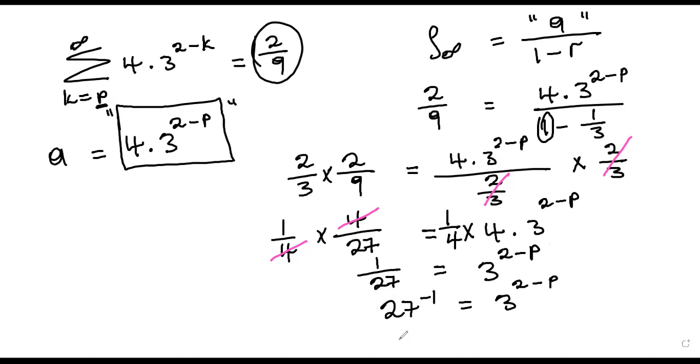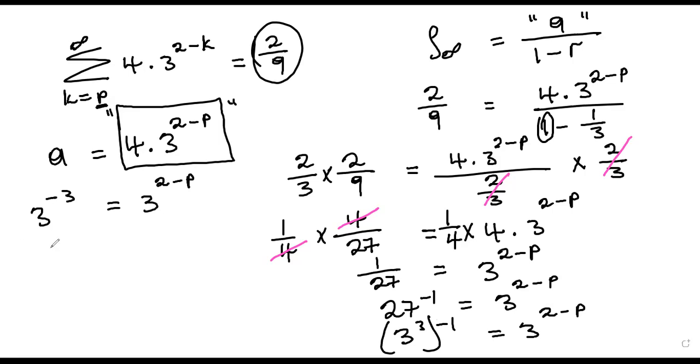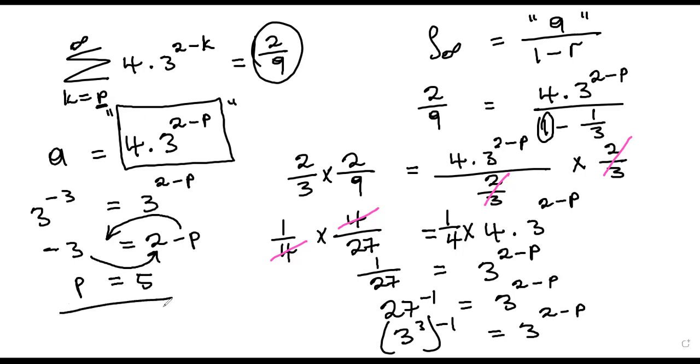Fine. But now you also understand that every time you see 27, you just see 3 cubed. So you have 3 cubed, which is raised to the negative 1. And this is equal to 3 raised to the 2 minus p. Now multiplying your exponents, you find that it's going to be 3 to the negative 3. So it's 3 to the negative 3, which is equal to 3 to the 2 minus p. So now your bases are the same. You simply equate the exponents. So if you must solve for p, you take this one to the left, it becomes positive. Then you take this one to the right, it becomes positive. So this means the value of p is just going to be positive 5. Fine, positive 5. And then you are set for this one.